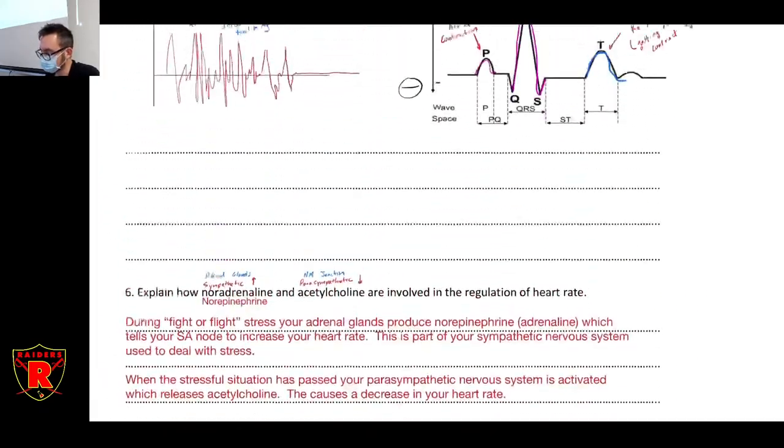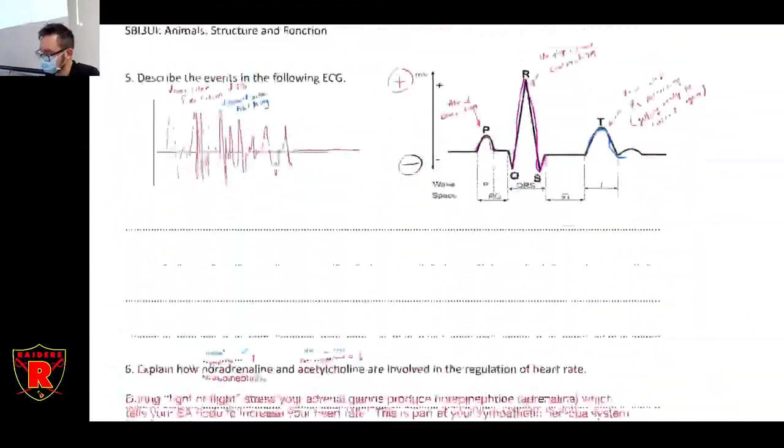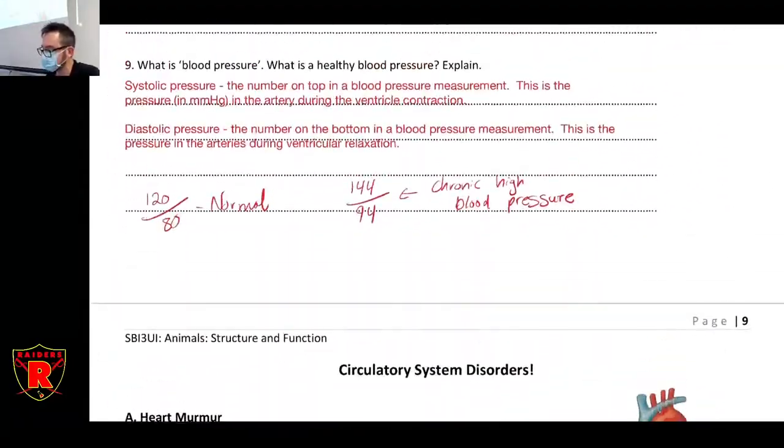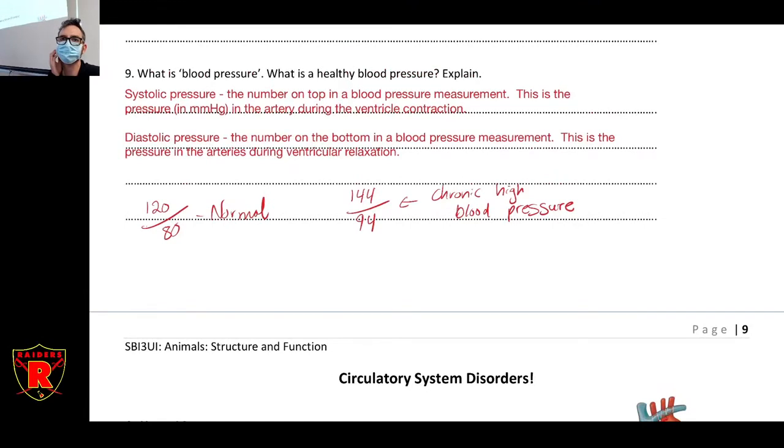Okay, I think now I actually did cover everything. Any questions about anything before we get into these circulatory system disorders? And then we're going to do the dissection once we get through that. No questions about any of this stuff? So this is just heart regulation stuff in general.